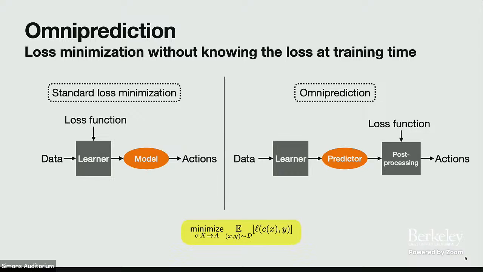What makes Omniprediction powerful is that for different loss functions, we don't have to train different models. We can use the same exact fixed predictor. And the only thing that changes with the loss function is the post-processing procedure, which is supposed to be extremely simple and extremely efficient. So what this means is that Omniprediction allows us to adapt to different loss functions that may change over time, or loss functions that are unknown at training time. So indeed, Omniprediction is very powerful.